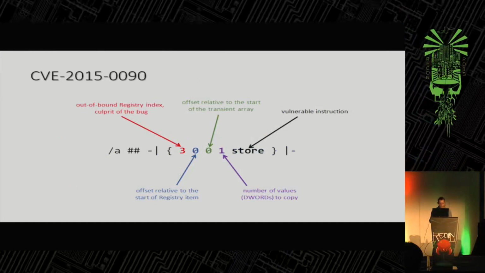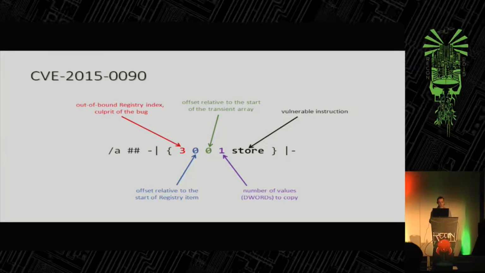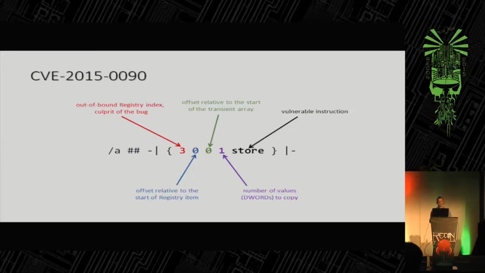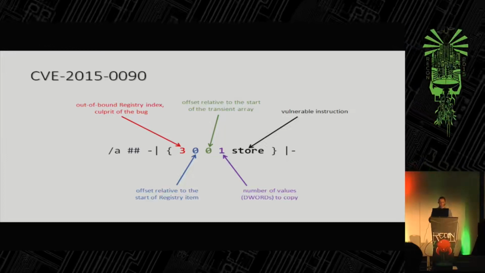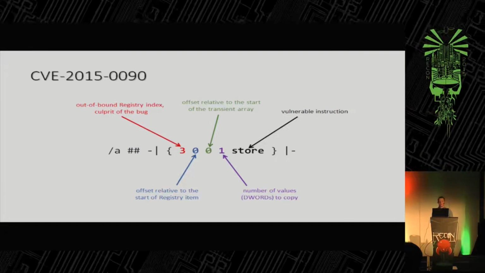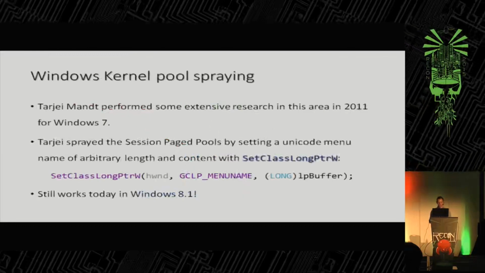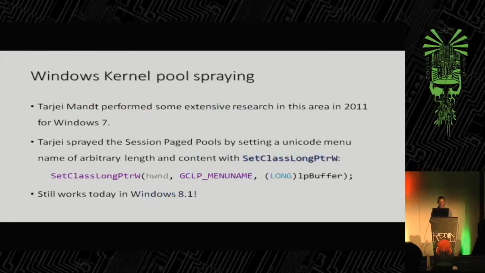So this is how we can reproduce this vulnerability, provided that we have sprayed the kernel pool. It's just a matter of 5 instructions. 4 of them are just providing arguments to the store instruction. So it's the registry index, and then offsets within the transient array and the registry items, and then the number of DWORDs that we want to copy. After that, we just call the store instruction, and the vulnerability occurs.